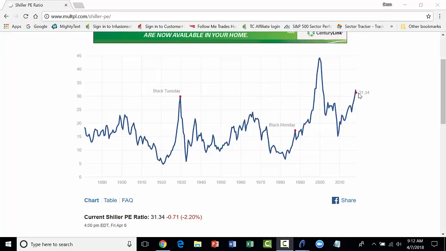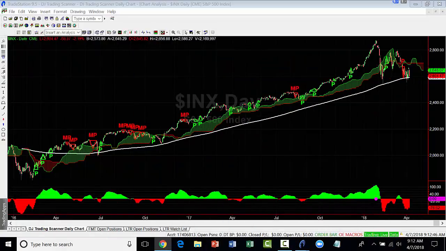For the PE, the price to earnings ratio, using Shiller's method, high PE ratios have traditionally predicted the beginning of corrections. So again, I don't lean too heavily on fundamentals. I take my cues off technicals, but it's not a bad thing to keep an eye on and see if there's some correlation there, and there certainly is. So I'm trading very cautiously.